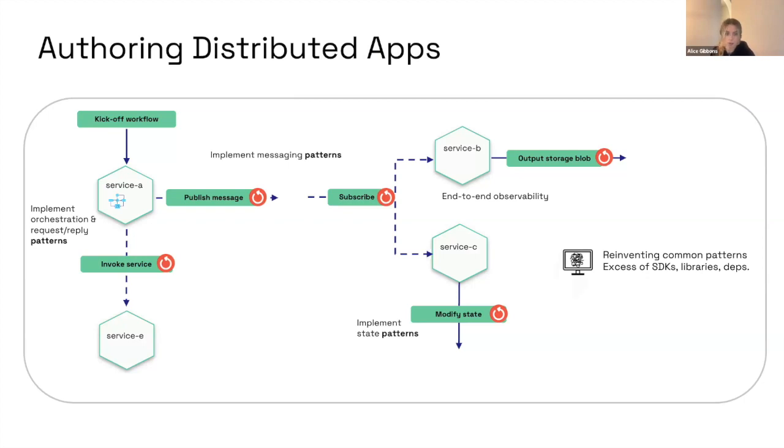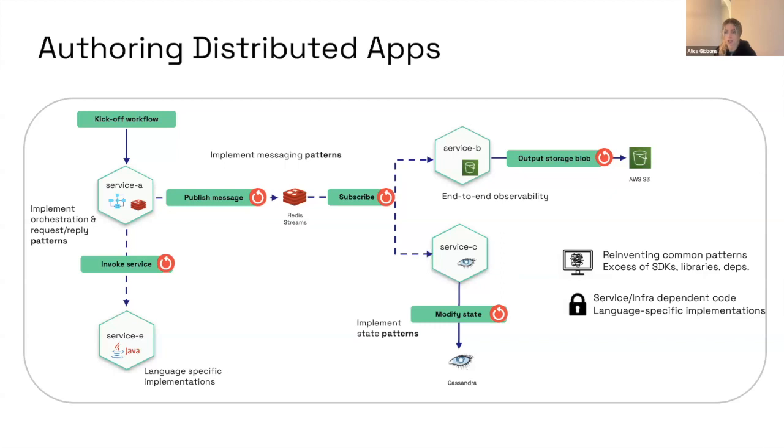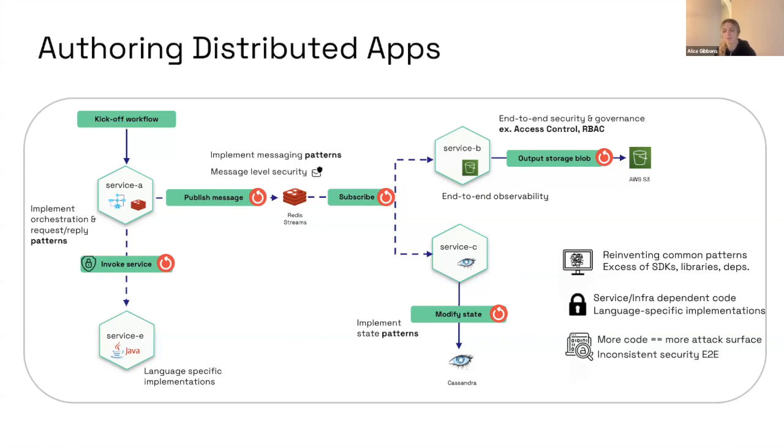So, maybe you need a different SDK for the request reply pattern than you would for your pub sub implementation. Similarly, the interaction with the infrastructure layer is often language and service specific. So, publishing a message to Redis typically requires you to use the Redis SDK in whatever language of choice that you're using. And this typically requires other services to reinvent the same patterns and the same use cases over and over again in different languages and on different platforms. And of course, the more dependencies that you take on in your code, the more the attack surface area grows. And really, the larger supply chain can lead to an inconsistent security model across your system.